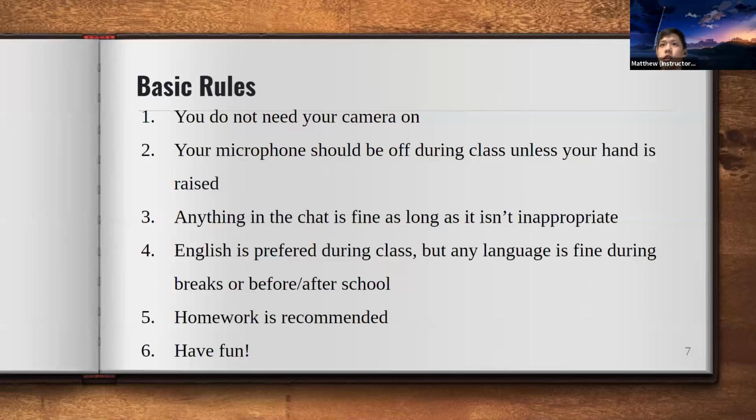So the basic rules: I honestly don't care if you have your camera on or off. Your microphone really should be off during the class unless your hand is raised or you have a question for me. Anything is allowed in chat as long as it isn't inappropriate or spam and doesn't interfere with the class. English is preferred during the class, but any language is fine. And homework is recommended to do and learn about this, but you won't have to do it.